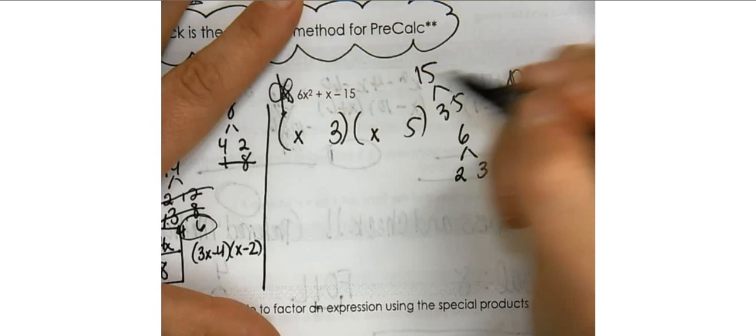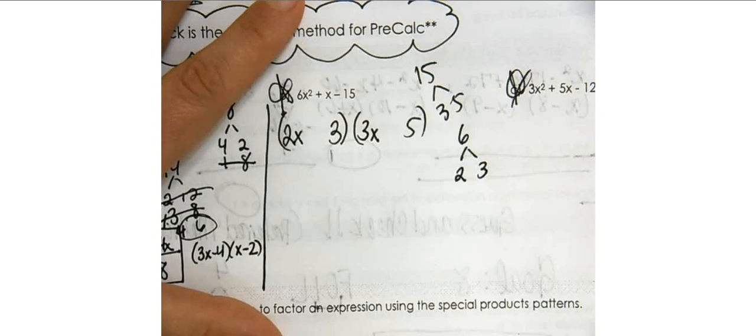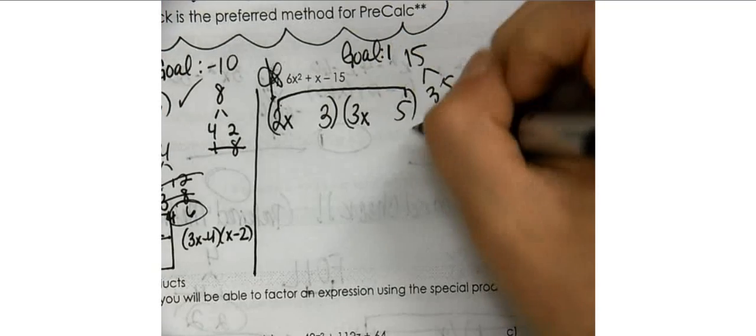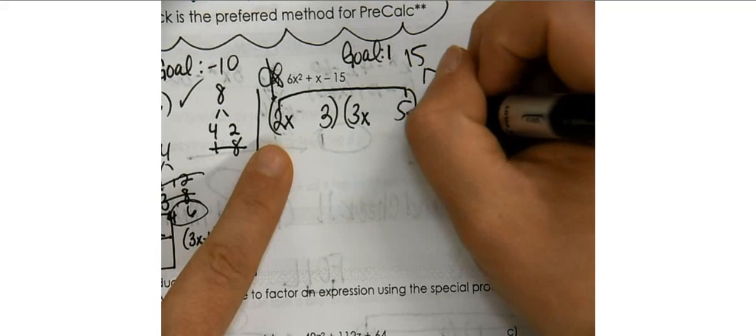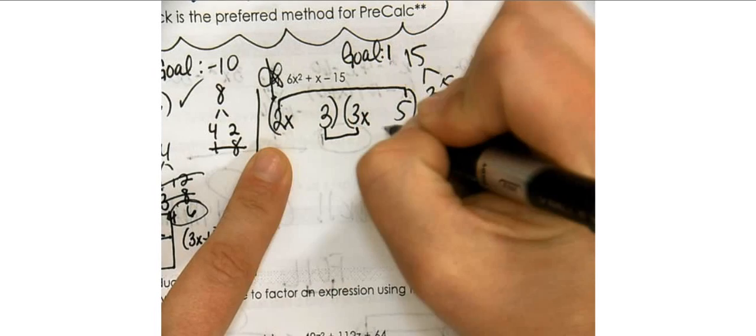So I'll put 2 right here and 3 right here, just to try it. So I'm going to go 2 times 5 is 10. My goal in this case is to get a 1 somehow. I need to get a 1 because that's my B value. I'm sorry, 2 times 5 is 10, and 3 times 3 is 9, and I know that 10 minus 9 equals 1. Okay, so I just said 10 minus 9 is equal to 1.